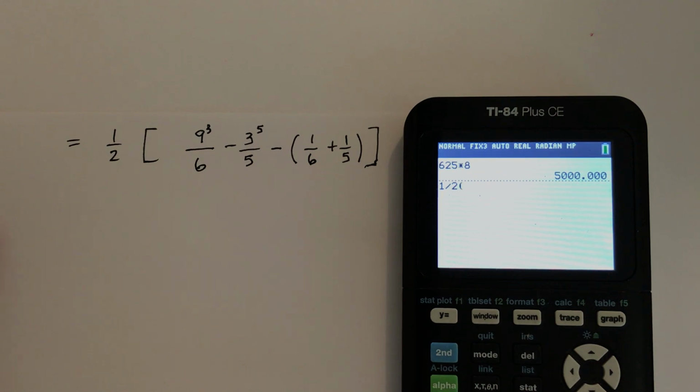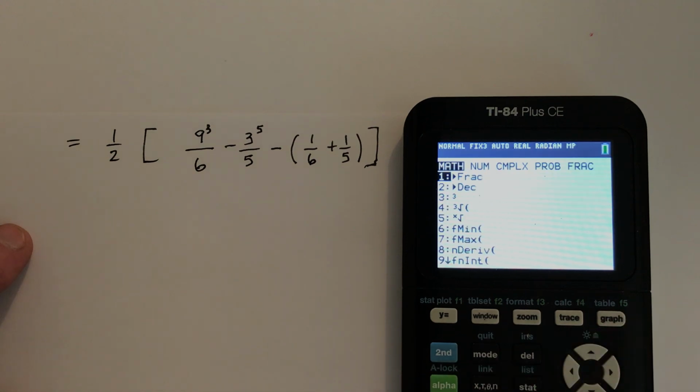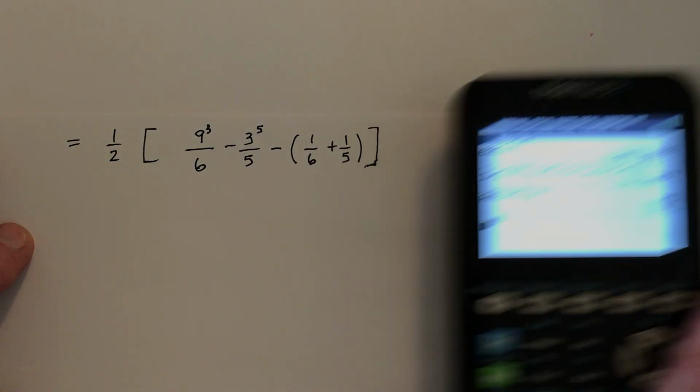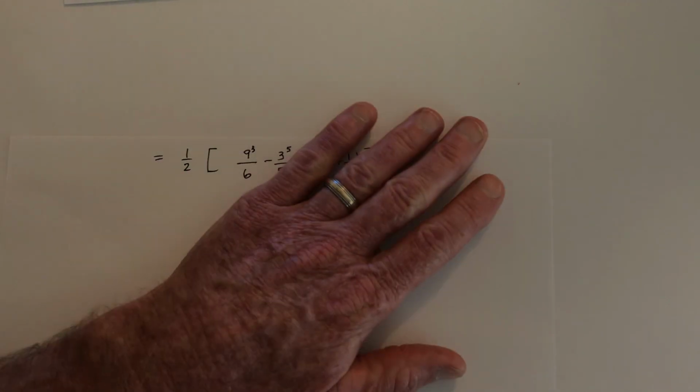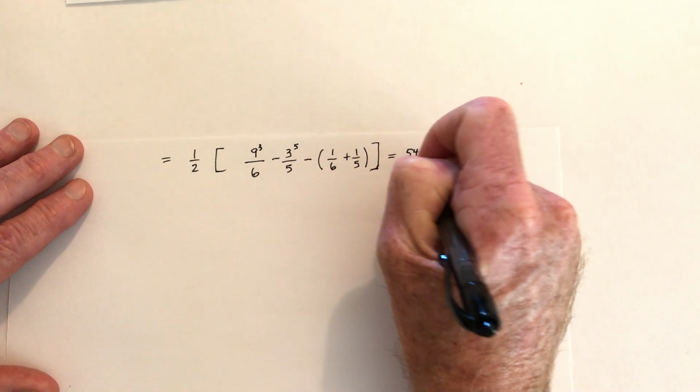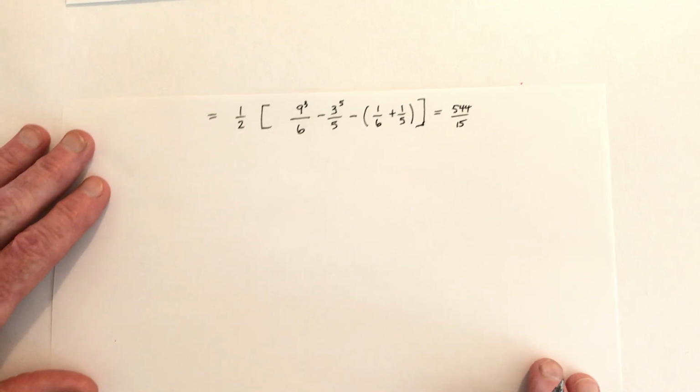So we've got a 1/2, and then there's 9 cubed divided by 6, minus 3 to the 5th divided by 5. And then I need minus parentheses 1/6 plus 1/5. And then that equals that number. And to make myself look smart, I'm going to change that to a fraction, which is 544 over 15. So 544 over 15. And now we are 2/3 done.